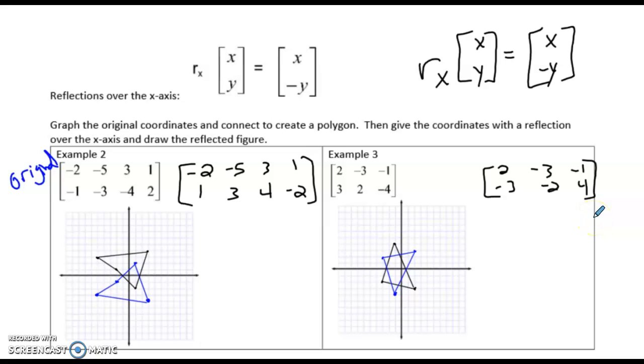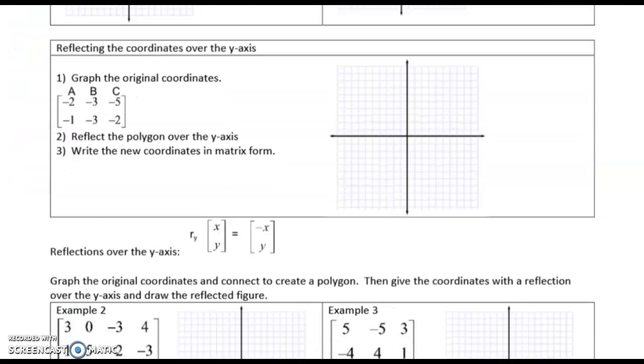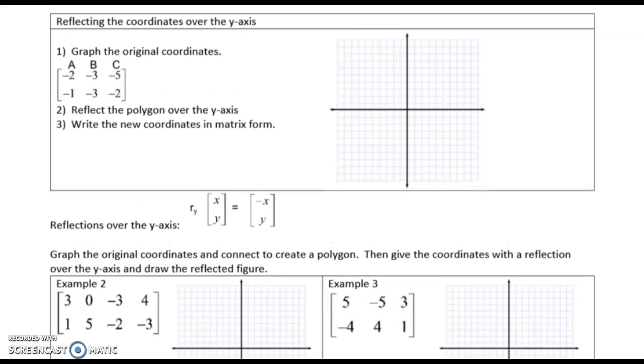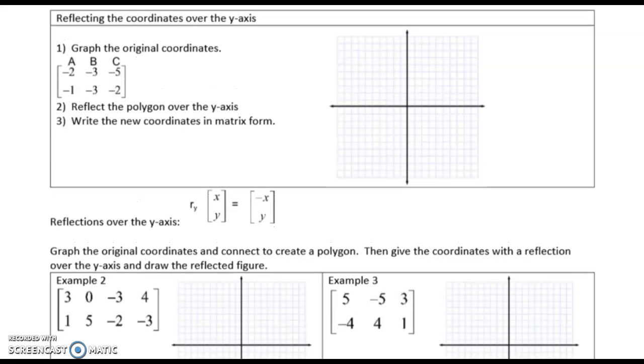All right, what would change if it's a reflection over the y-axis? So we're going to reflect our coordinate over the y-axis. We can try one and see what happens here. So go ahead and plot those points. A, negative 2, negative 1. B, negative 3, negative 3. And C, negative 5, negative 2.